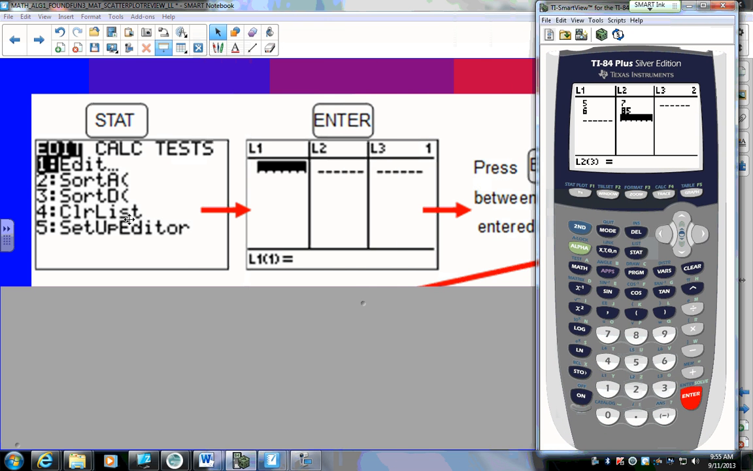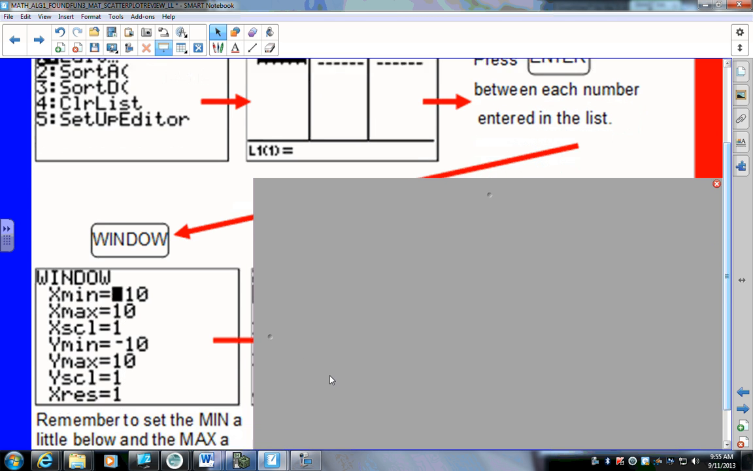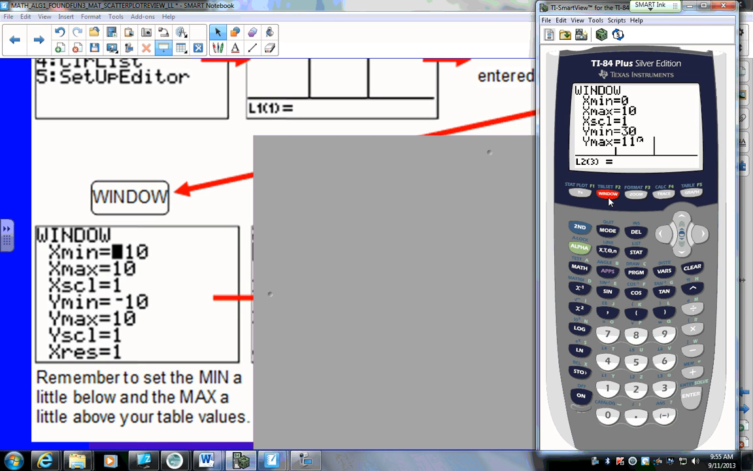All right, so now, after you press stat and enter and put your points into L1 and L2, you are then going to go to the window. So in my calculator, I would press window, and it says, remember to set min a little below and max a little above your table values. So we're going to talk about that in a minute.